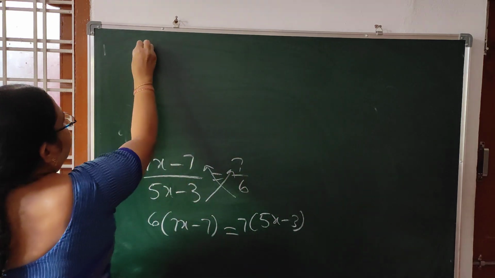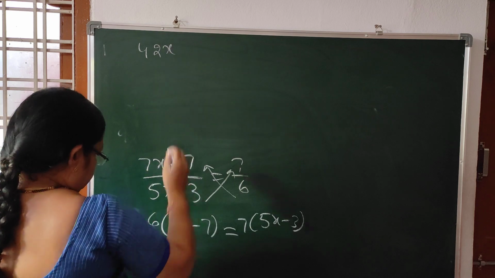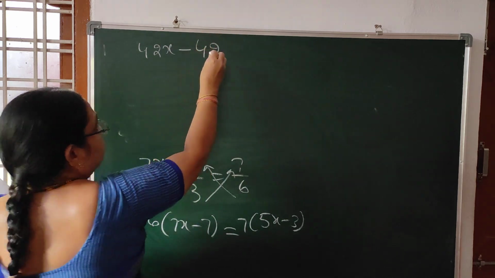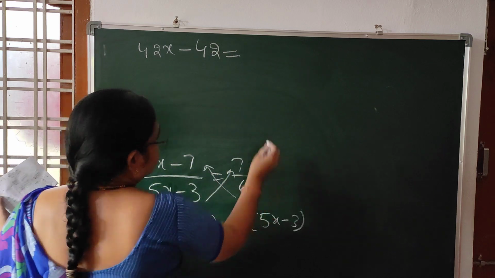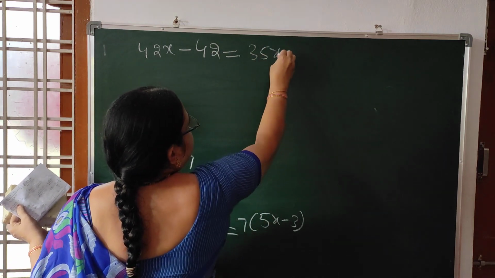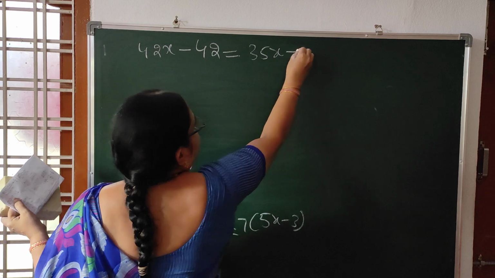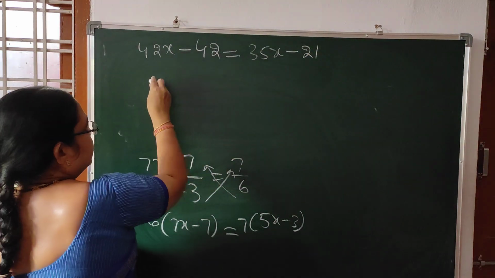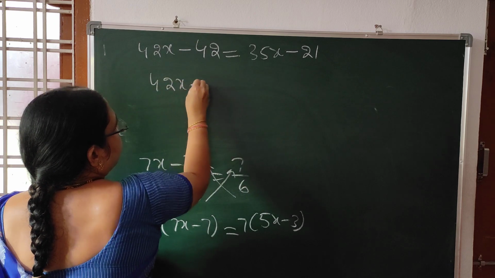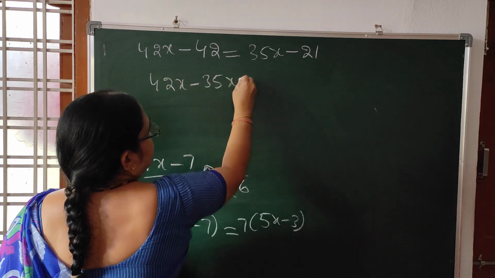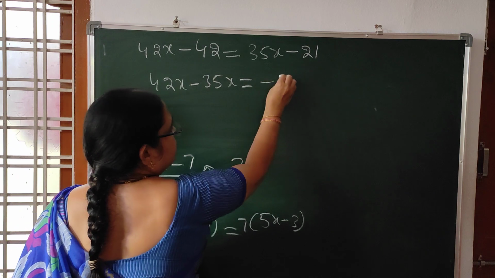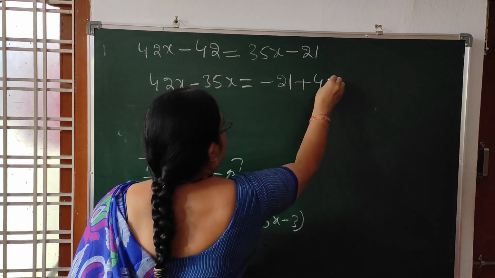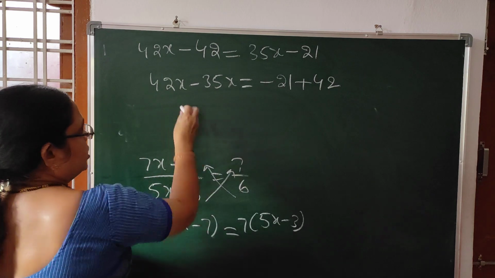6 sevens are 42, so 42x minus 6 sevens are 42 is equal to 7 fives are 35x minus 7 threes are 21. Now transpose 35x to this side. So 42x minus 35x is equal to, on the RHS, you have minus 21. This is coming from the left side, so it becomes positive, plus 42.